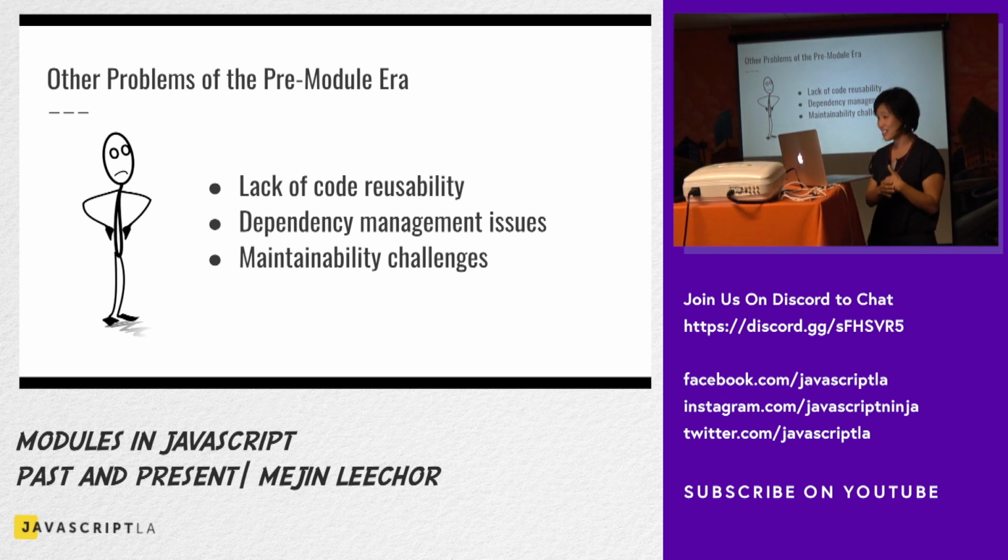Dependencies were a hassle to manage, especially if you were dealing with version control. You had to worry about putting your script tags all in the right order. And basically, as code bases were getting more complex, we needed a way to manage them better.